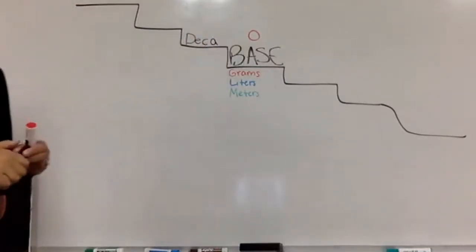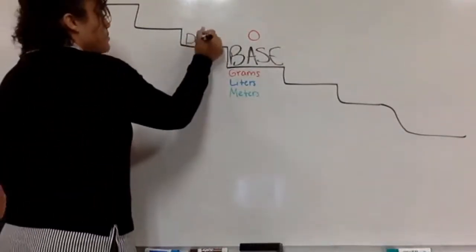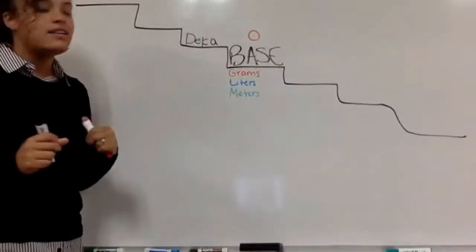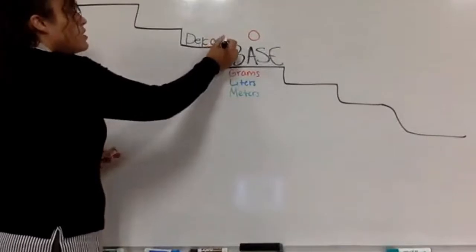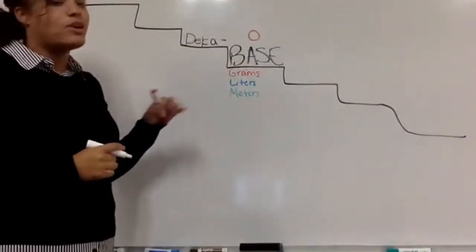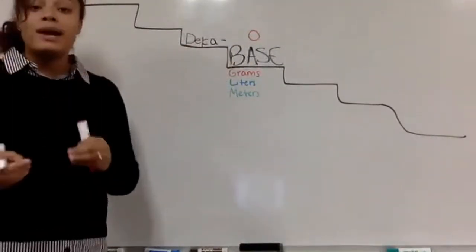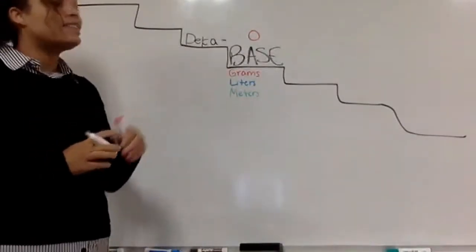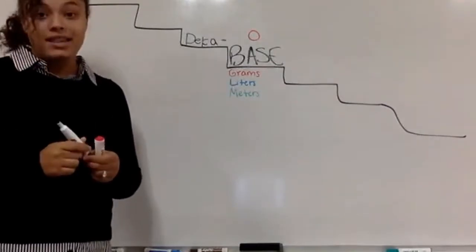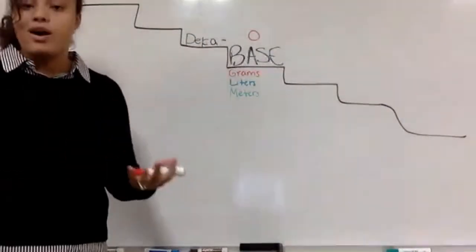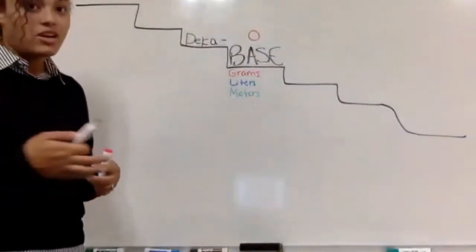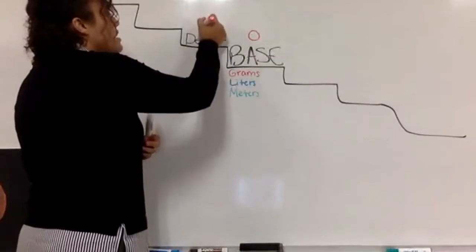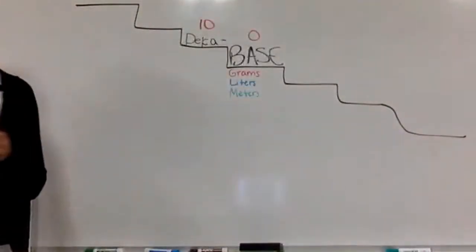Let me just check that deca is spelled right. Deca is with a K here, so D-E-K-A. When we talk about deca, we're going to add that to that base word. So if we have 10 grams, that's 1 decagram. If we have 10 liters, that's 1 decaliter. If we have 10 meters, that's 1 decameter. Okay, so when we're talking about deca, that is our tens place, our 10. That means we have 10 of something.